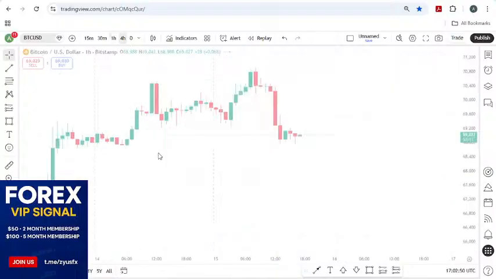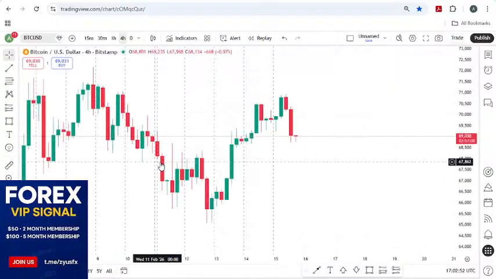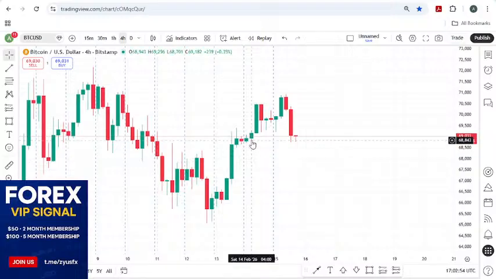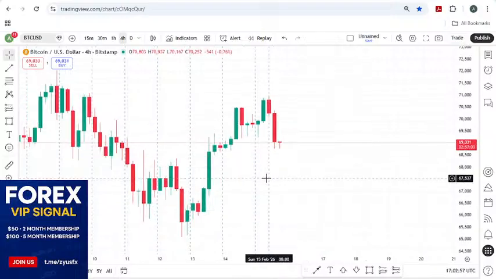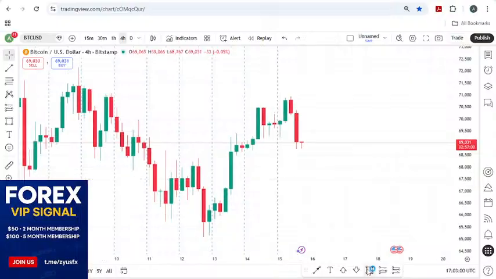So first principle, always remember this, we always start from the higher time frame. You can see we are on the 4-hour time frame. You get a clearer picture when you start your analysis this way. Don't start your analysis by the 30-minute or 15-minute because there's a lot of noise down there.